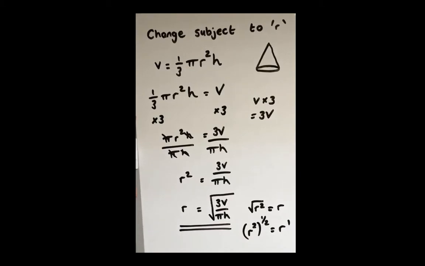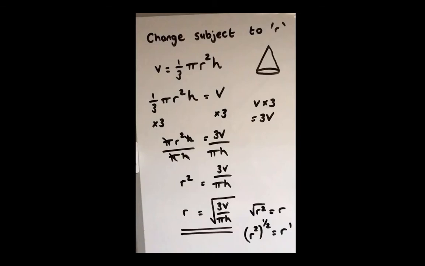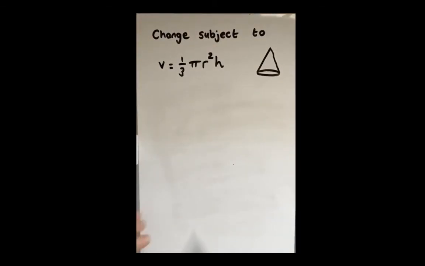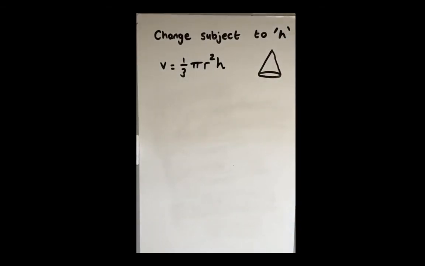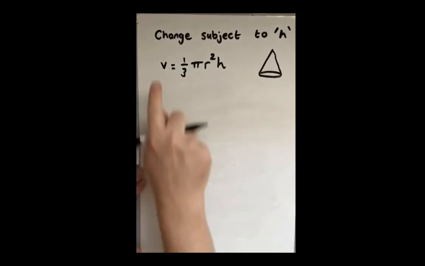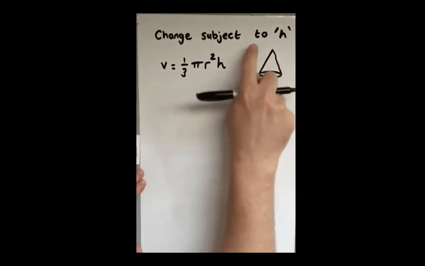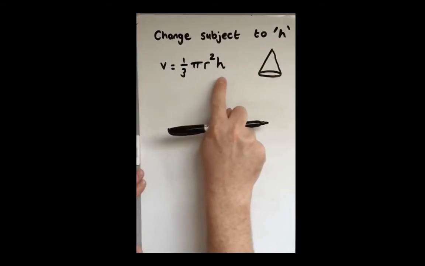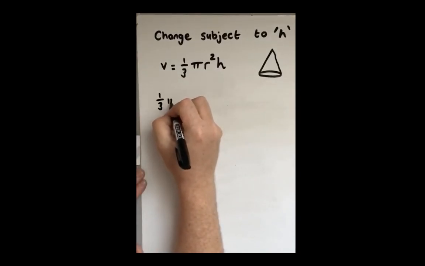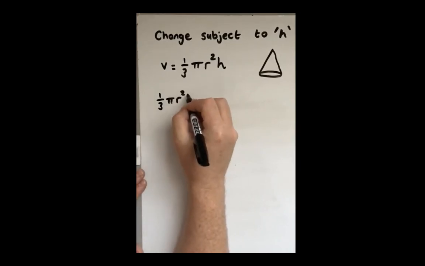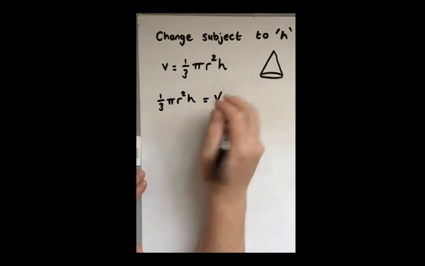So that's changing the subject to r using the volume of a cone formula. Let's do something similar, and let's change the subject to h this time. Again, left hand side is equal to the right hand side, so the right hand side is equal to the left hand side. Let's switch that around. Have your subject on the left hand side, that's a good starting point. So a third pi r squared h is equal to v.